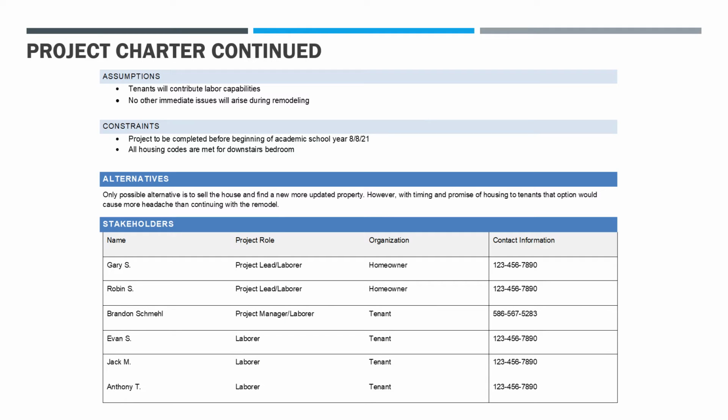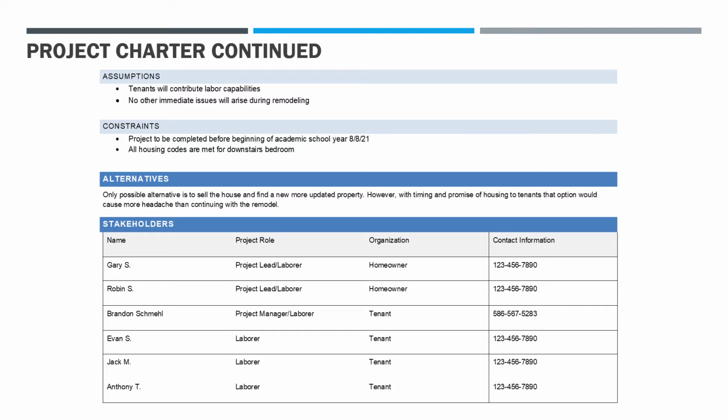Again, continuing with the project charter, some assumptions are that the tenants will contribute labor capabilities, so there's no cost to labor, which is a huge savings on the remodel. And then there will be no other issues that should arise during the remodel. We've done a good inspection, so we shouldn't see anything else.